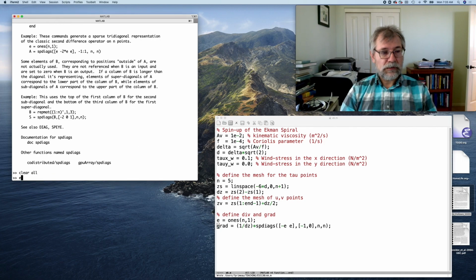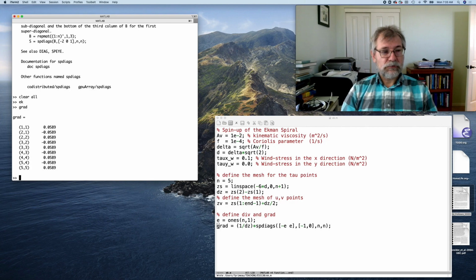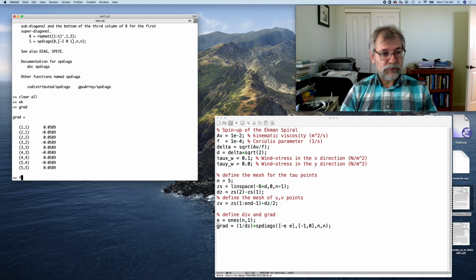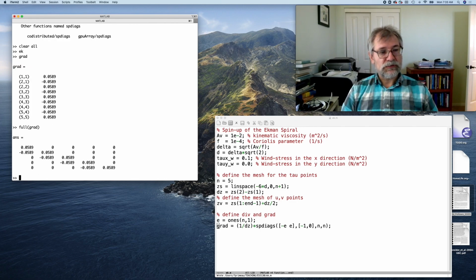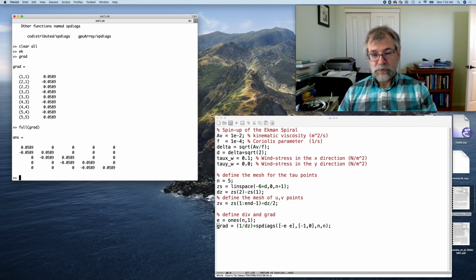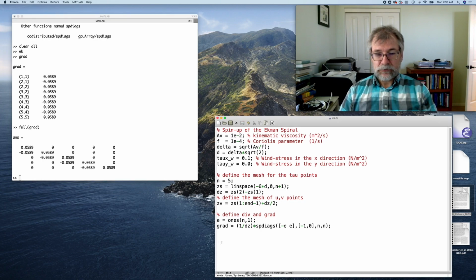Clear all, grad. So grad is, see, it only stores the non-zero elements. If I do full of grad, then it'll fill up all the zeros, and we can look at the expression. So this is the first one, where the minus one here would be reaching to u or v0, which is assumed to be 0, and so we don't need to store that one, so we don't need to put the minus 1. It's outside of the domain, where the velocities are assumed to have already vanished. Alright, so that's the gradient operator.